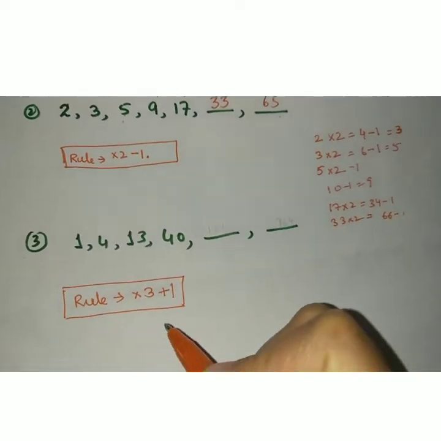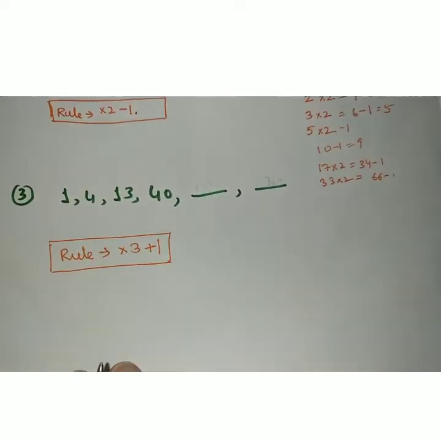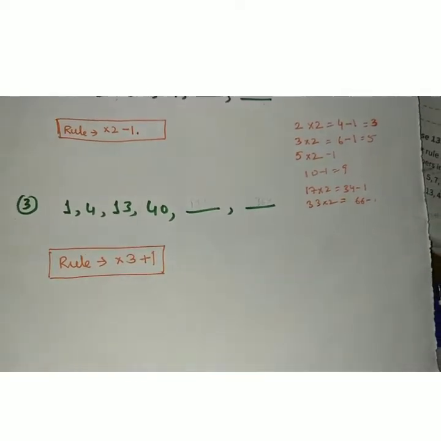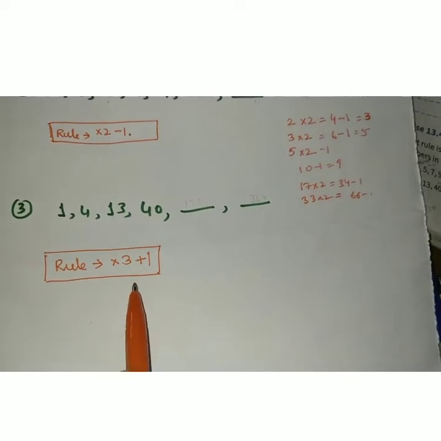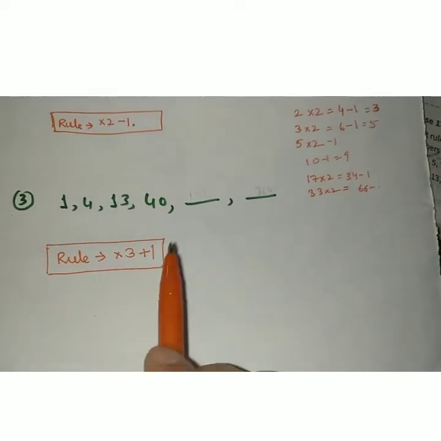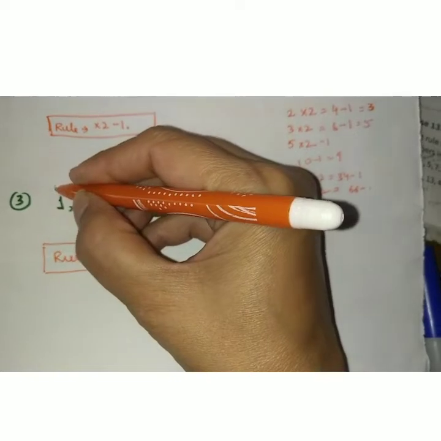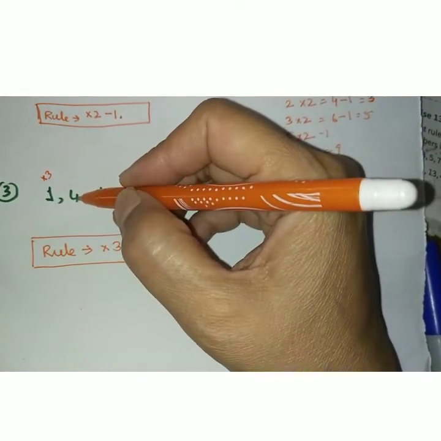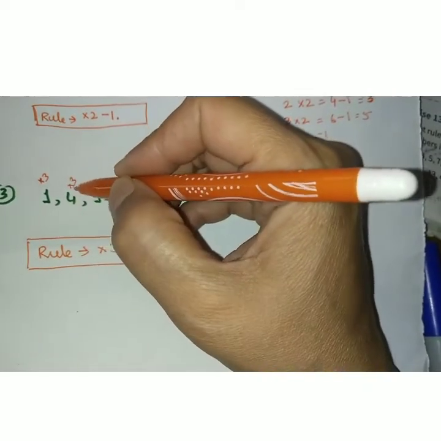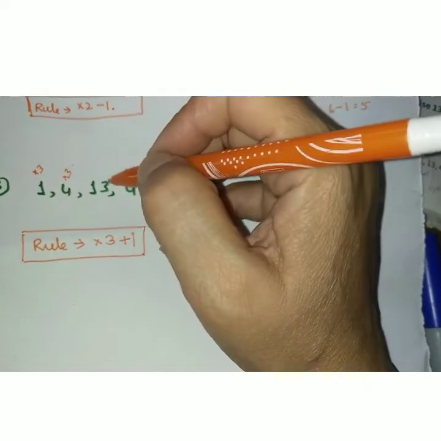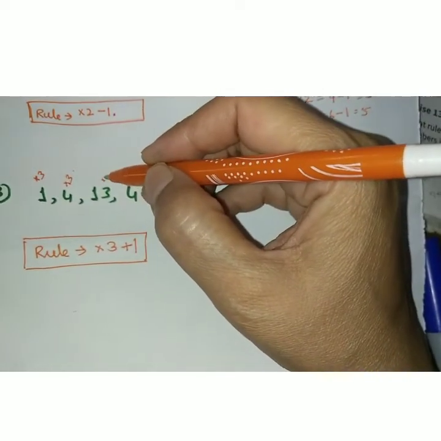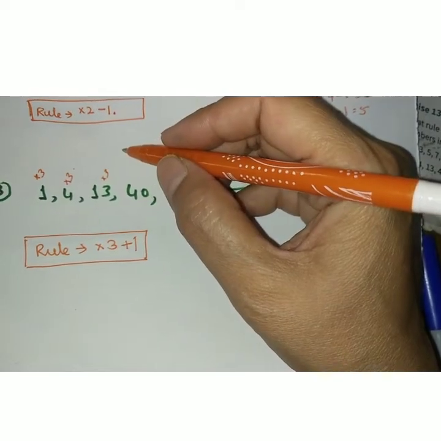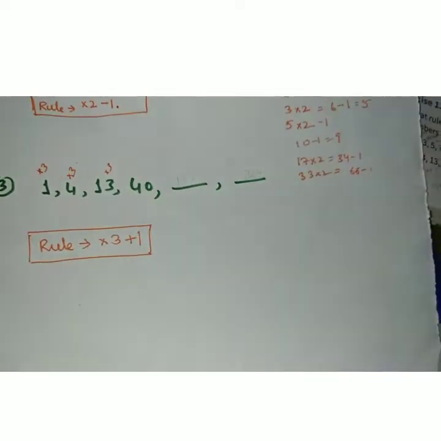Again, the next example is there. Third one, number pattern is 1, 4, 13, 40. Now we have to find out the other two numbers. The rule is, here we are multiplying it with 3, then we are adding 1 to it. Means 1 multiplied by 3 is 3, plus 1, 4. 4 multiplied by 3 is 12. Then 12 plus 1, 13. 13 multiplied by 3 is 39. 39 plus 1 is equal to 40.